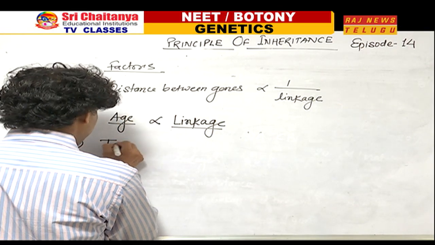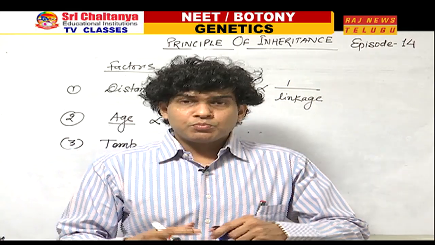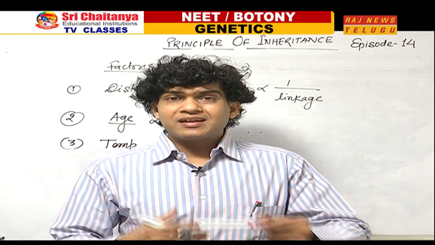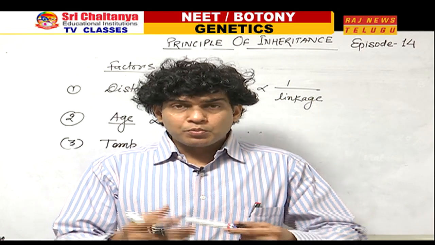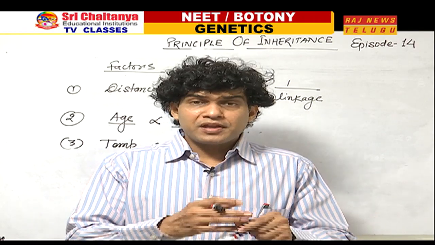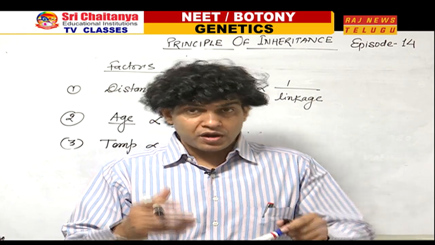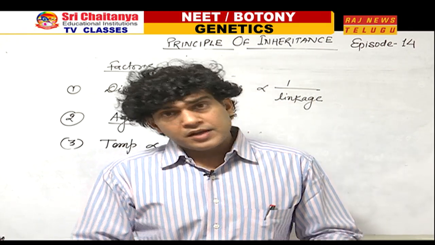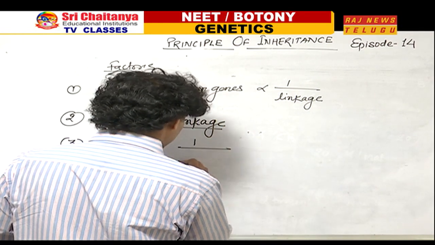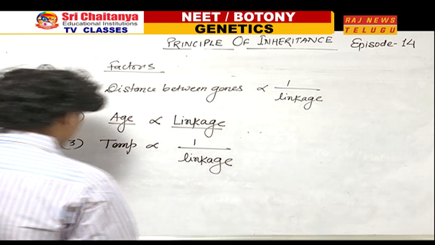Third thing, temperature. More the temperature means more is the decondensation of the chromosome. More the decondensation of the chromosome means more untangling of the DNA content. DNA would be in an uncoiled state, in a free state, then more chances of the crossing over. More chances of the crossing over means least chances of the linkage. So temperature is inversely proportional to the linkage, because it is directly proportional to the crossing over.